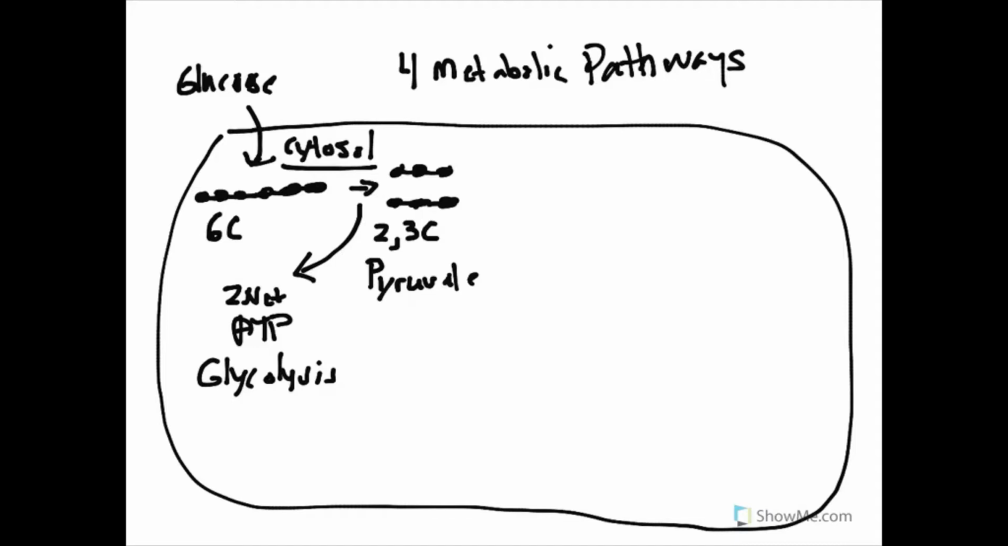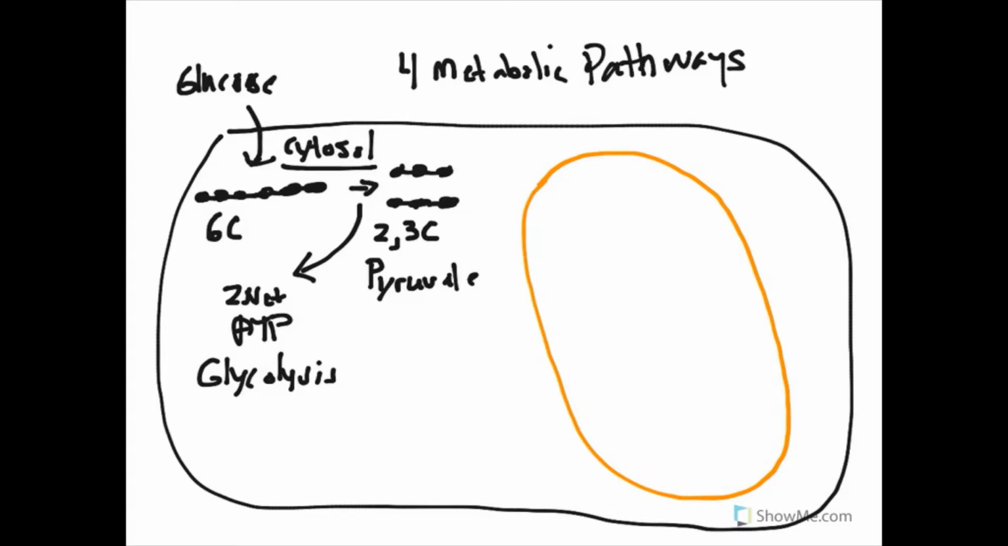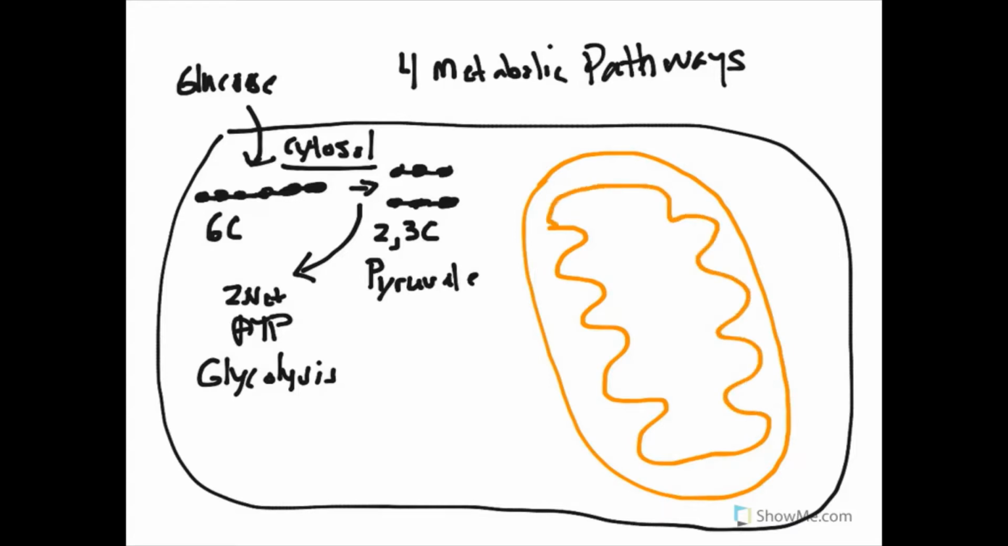Now let's take a look. There is an organelle that the cell has, especially cells that make a lot of energy. They have lots of them, a great number of them. And this organelle here is called the mitochondria. Now, most of the chemical reactions of the cellular respiration process occur in conjunction with our mitochondria.